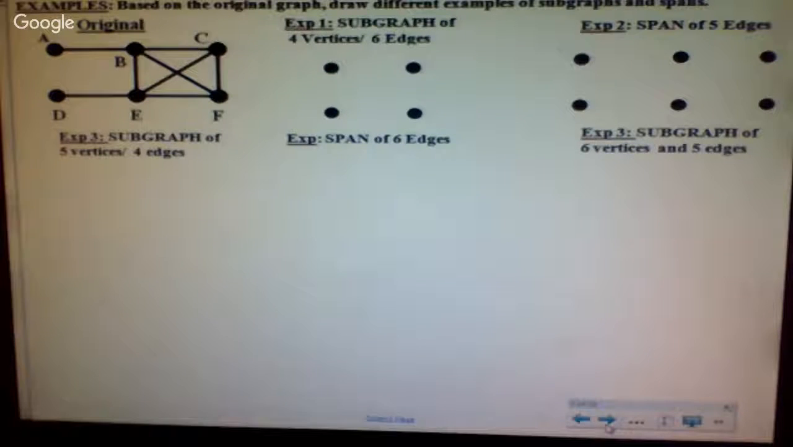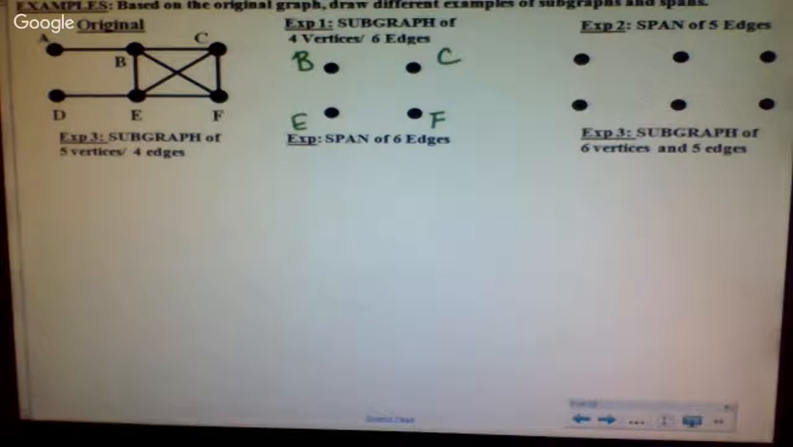Example number 1 here wants us to do 4 vertices that have 6 edges. Now remember, your 6 edges have to come from this original picture. You can't draw new lines. So to create a subgraph of 4 vertices, I'm going to label this B, C, E, and F. Does it matter what you pick? It's going to matter in this one because if you do A, B, E, and D, you can only get 3 lines. You need to have 6 edges. So it's going to have to be the 4 on the other side.